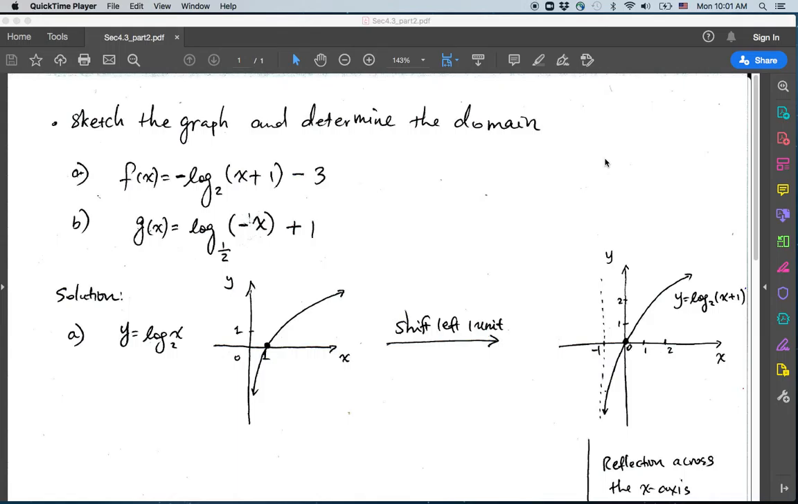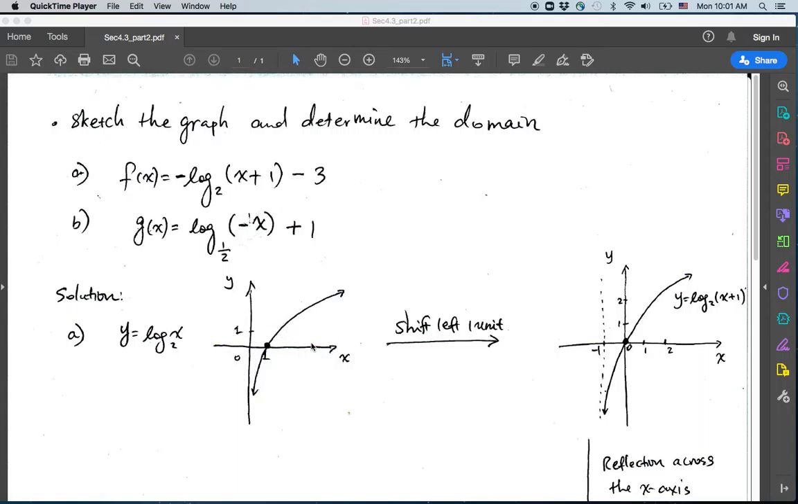Today I want to show how to sketch the graph of logarithmic functions and to determine their domains. Let's look at the first one, f of x. The parent function of this logarithmic function is log of x with base 2.